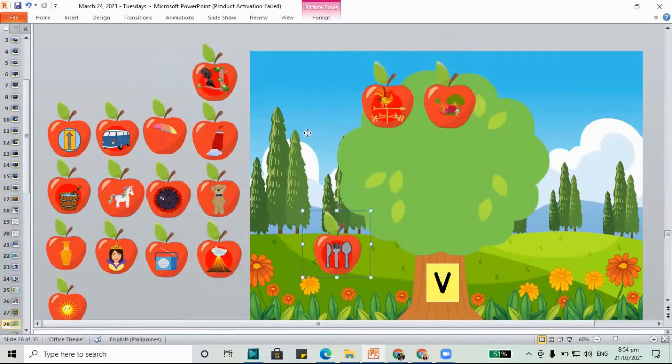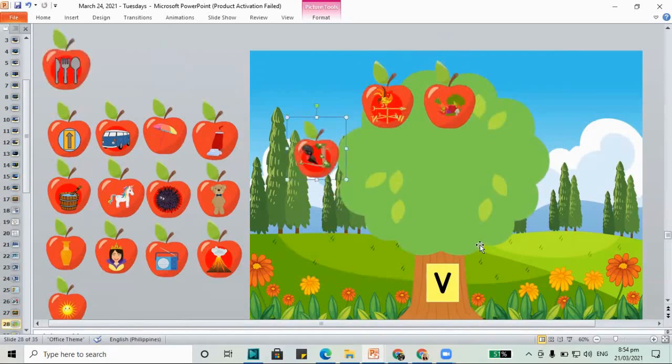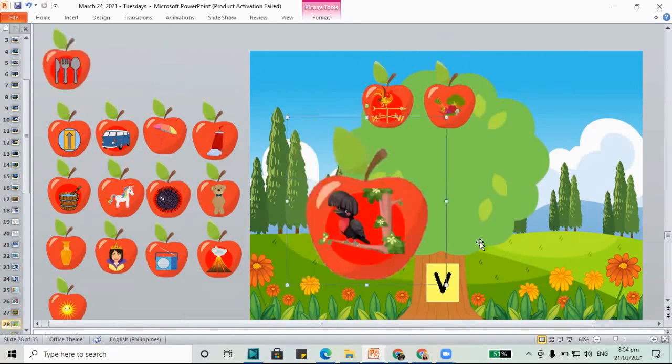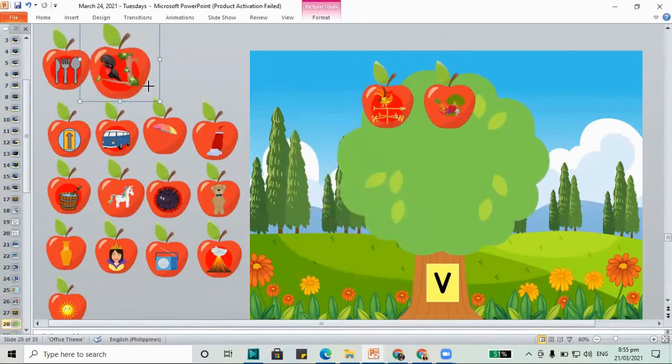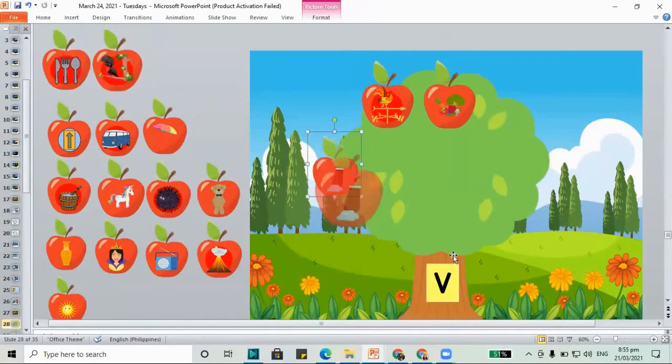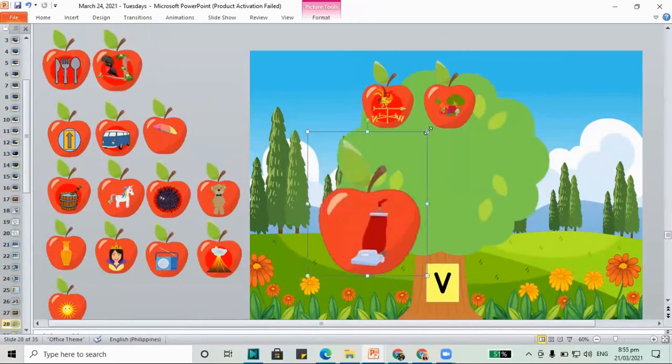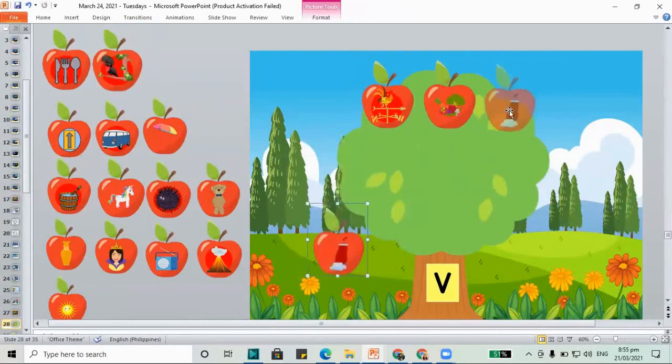Put it back. How about this one? It's the umbrella bird. Do we put in letter V? No, umbrella bird begins with letter U. Let's put it back. How about for the vacuum? Vacuum, it begins with V. Yes, vacuum has the V sound for letter V.